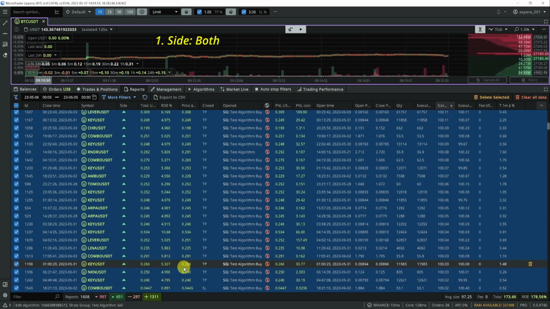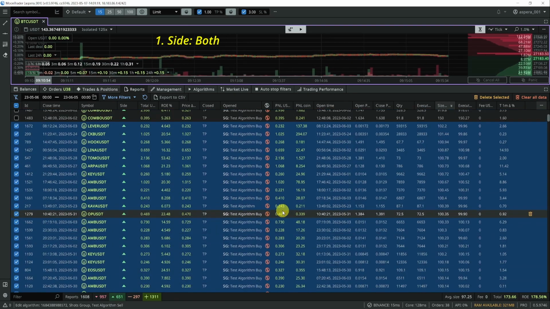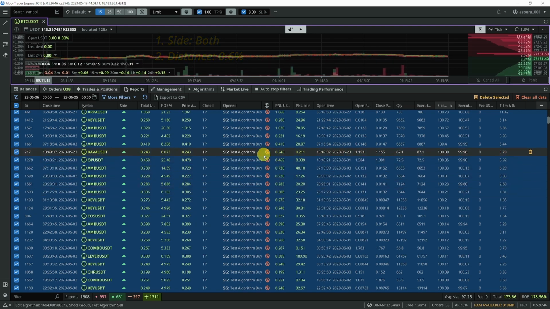Now, as for the distance, mostly my algorithm were at the distance of 0.6 or 0.5%. To be a bit on the safer side, I'm going to use 0.6 for my real algorithm. Next, the order size. Well, first, before we decide on the order size, we have to talk about the selection of coins, so let's go there first.